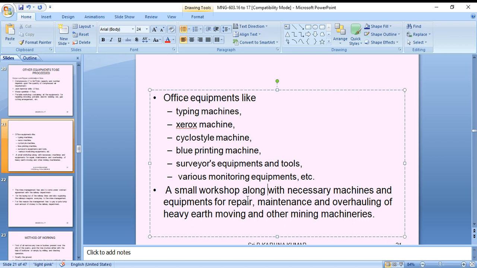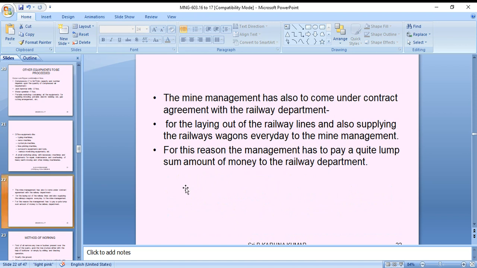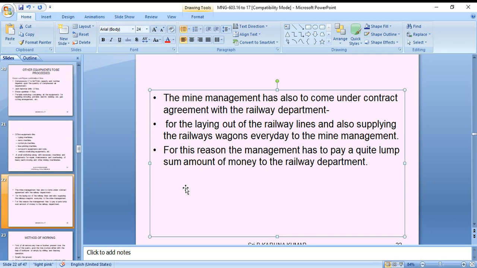Then I go through next. The mine management also has to come under a contract agreement with the railway department for the laying of the railway lines and also supplying the railway wagons every day to the mine management. For this reason, management has to pay a quite lump sum amount of money to the railway department.